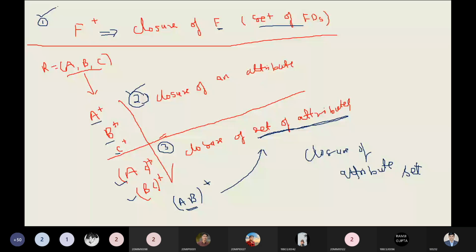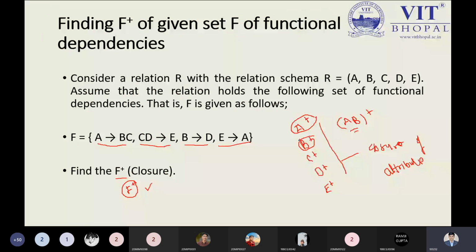Now, what I have mentioned over here is finding F plus. What I'm expecting is that I need to compute the closure of the functional dependencies. Is the question clear? Finding the F plus of the given set F of the functional dependencies. Here F has A determinant to BC, C determinant to E, B determinant to D, and E determinant to A. So we need to find the closure of F, or F plus.